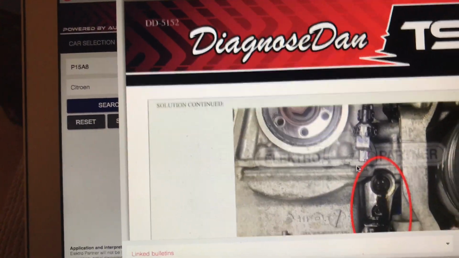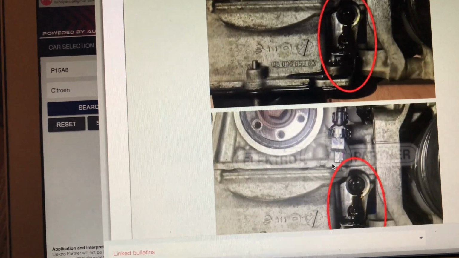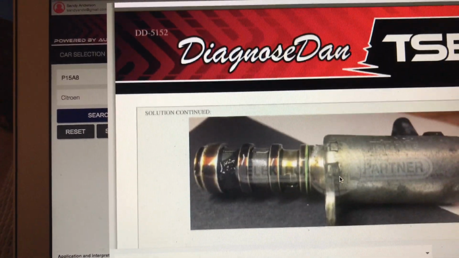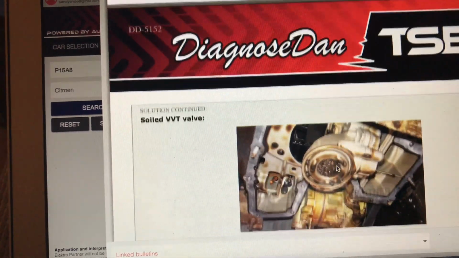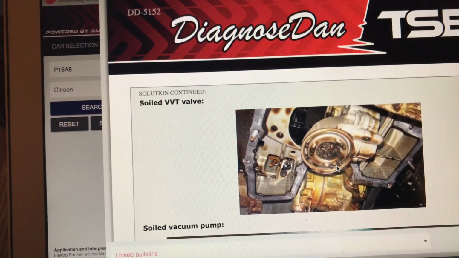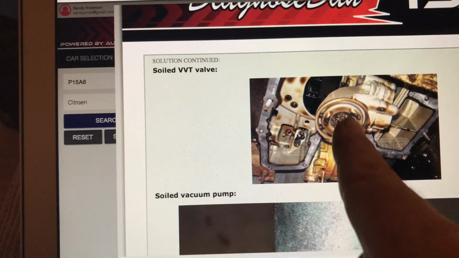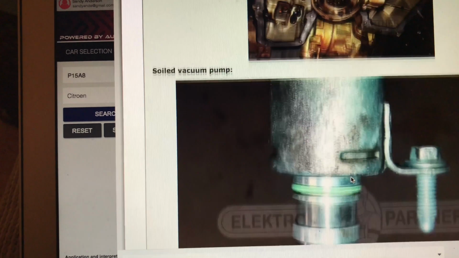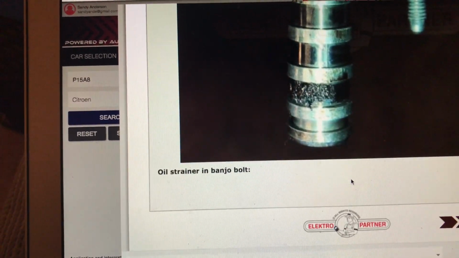And then it gives you some pictures there of where it is. I'm not sure if that's your engine or no. Ours is HMZ, our engine. And there's fragments within the strainer with the VVT control valve. There's a strainer blocked up. That's not the VVT valve, that's a pickup pipe in the sump. That's not the vacuum pump either. Oil strainer.